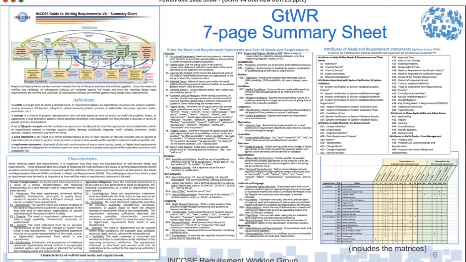And then we have cross-reference matrices that are in the summary sheet, which I'll go into detail on a little bit later, between rules and characteristics, and characteristics and what's in the needs and requirements manual. This is a handy summary sheet you can download and print out. A lot of people use this religiously when they're working on requirements.